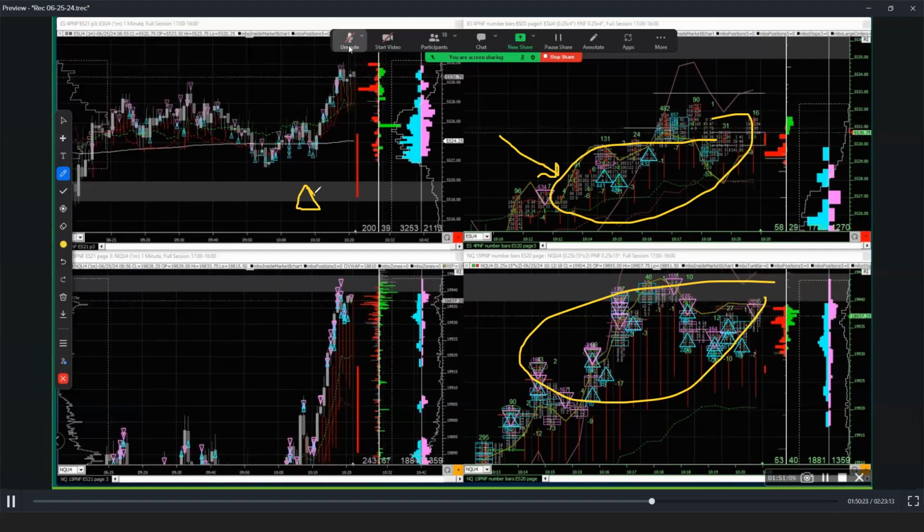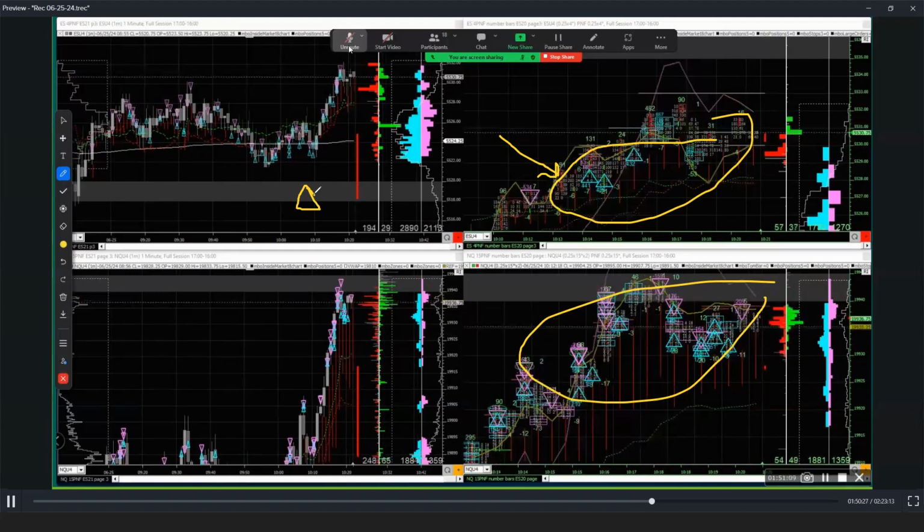Do you see how that would play out as a rejection in relationship to an ES chart? There were no transactions in the story I just told you, but it was order flow, wasn't it?